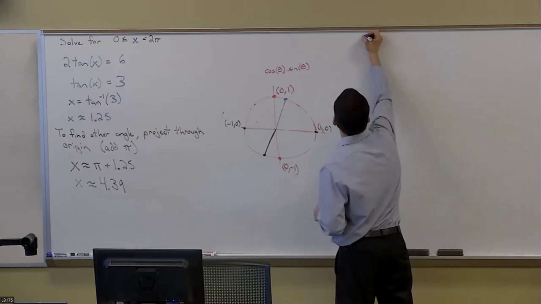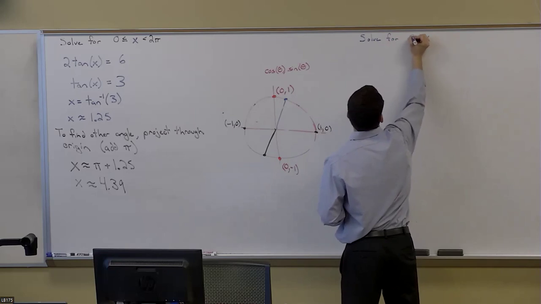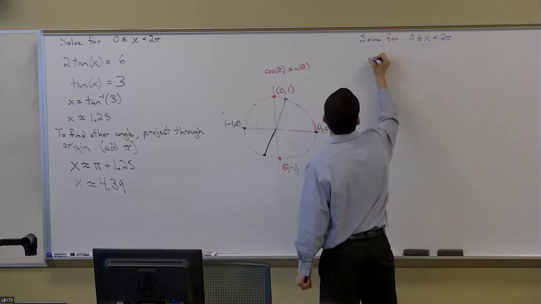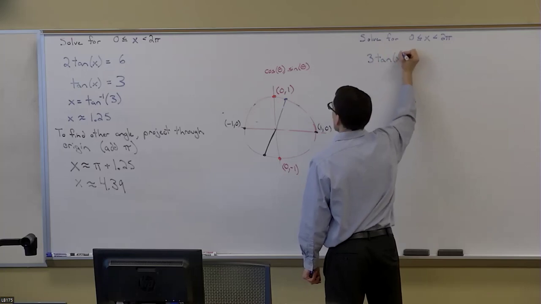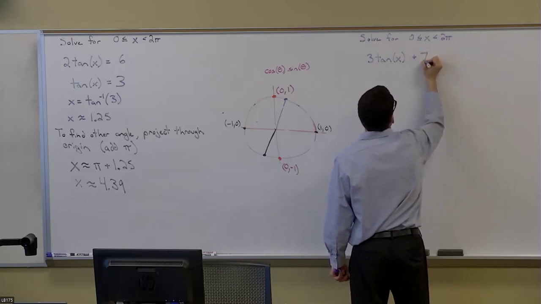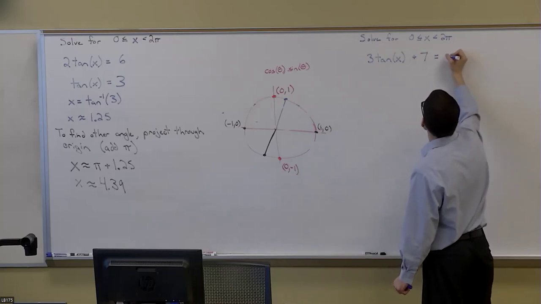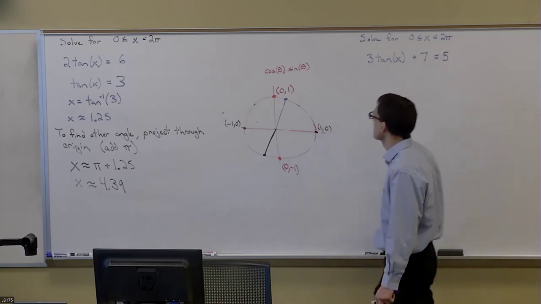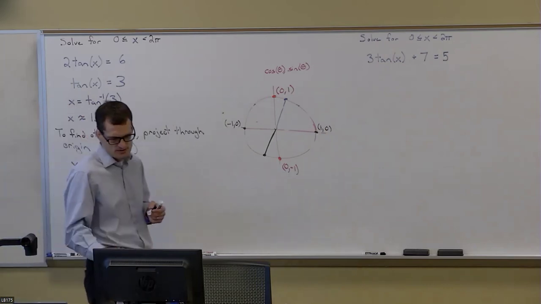So we're going to solve for a value of x between 0 and 2 pi. Let's take 3 times tangent of x plus 7 is equal to 5. There. Solve that one on your own.